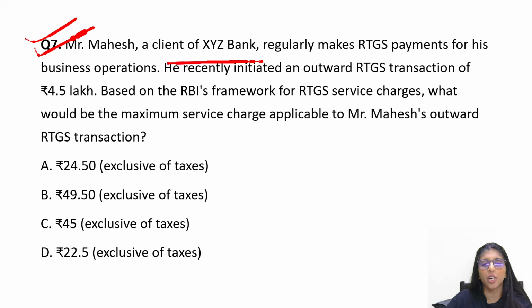Mr. Mahesh, a client of XYZ Bank, regularly makes RTGS payments for his business operations. He recently initiated an outward RTGS transaction of 4.5 lakh. Based on the RBI framework for RTGS service charges, what will be the maximum service charge applicable to Mr. Mahesh's outward RTGS transaction? 24.50 exclusive of taxes, 49.50 exclusive of taxes, 45 exclusive of taxes, or 22.5 exclusive of taxes. It will be 24.50 exclusive of taxes.